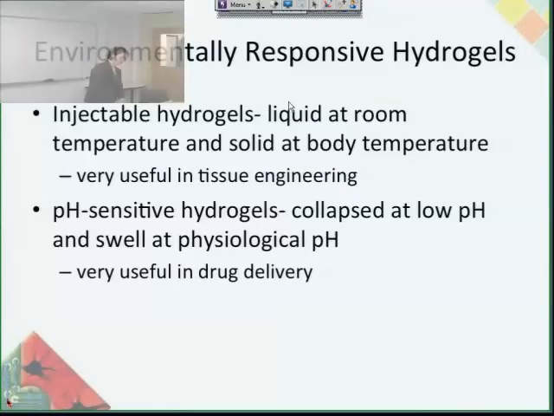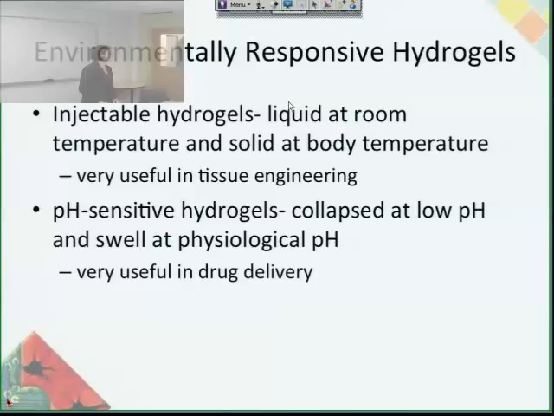And then the other really cool thing about hydrogels is that they can be environmentally responsive. So the two most common types are ones that are responsive to temperature changes. They'll be liquid at room temperature, and then form the hydrogel at body temperature. So that makes them injectable. If they're liquid, they can go through a syringe, and as soon as they get into the body, they fill the shape of whatever they were injected into because they were a shape-filling liquid, and then they polymerize into a hydrogel. And so that's very useful.